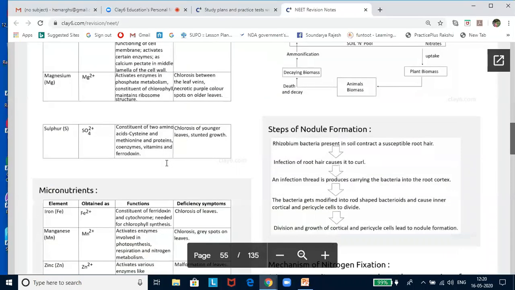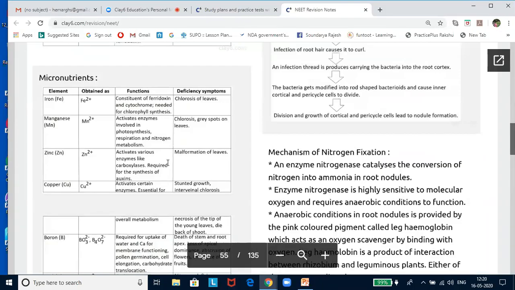Now, let us look at the micronutrients. So, the micronutrients would be iron. It is absorbed from the soil in both ferrous and ferric ions. Iron is a constituent of cytochromes, ferredoxin, nitrogenase, catalase, peroxidase, hematin, etc. It is essential for the development of chloroplast and chlorophyll. Many of the iron-containing enzymes take part in electron transfer in both photosynthesis and respiration.